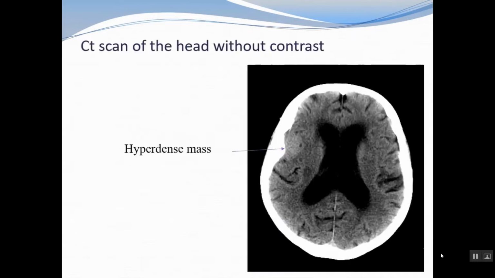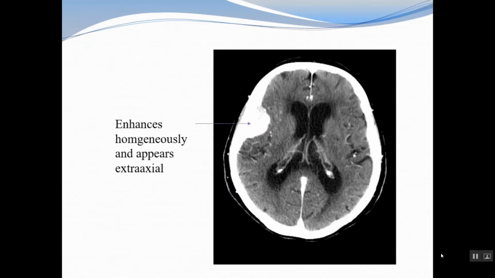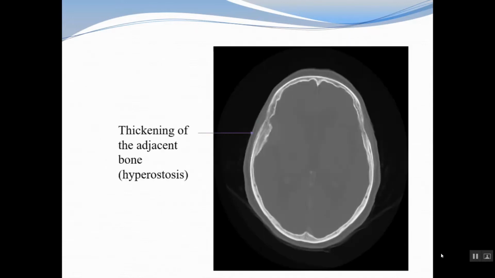CT scan of the head without contrast. There is a hyperdense extraaxial space occupying lesion. It enhances homogeneously and appears extraaxial. There are underlying bone changes, thickening of the adjacent bone, or hyperostosis. It's a case of meningioma, extraaxial tumor meningioma.